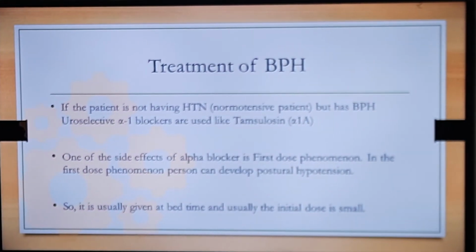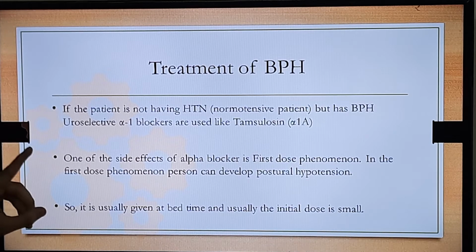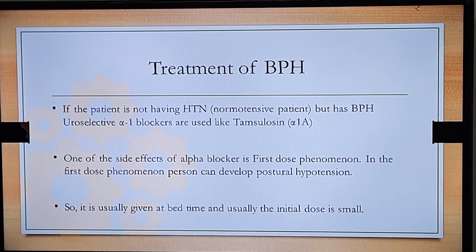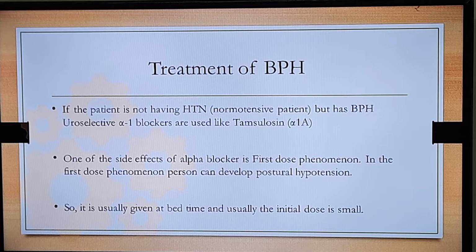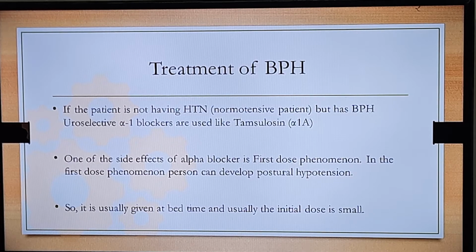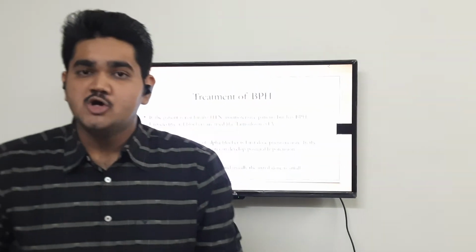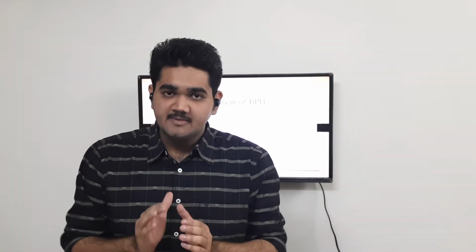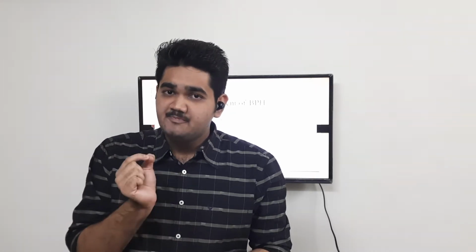Now one of the important side effects of our alpha adrenergic receptor blocker is first dose phenomenon. What happens in the first dose phenomenon is that the person can develop postural hypotension. Now what is this postural hypotension? Postural hypotension is nothing but जब patient lie down होता है या फिर sitting position पे होता है, जो patient का blood pressure होता है वो normal होगा. But when the patient is taking first time our alpha adrenergic receptor blocker and patient जब खड़ा होता है उसका जो blood pressure है वो कम हो जाता है and this is known as postural hypotension.